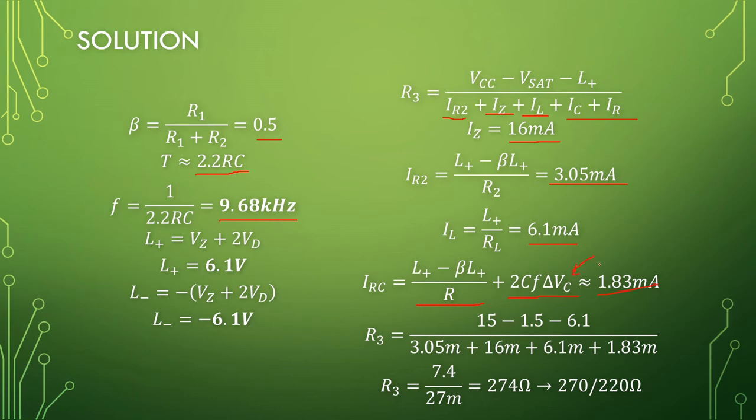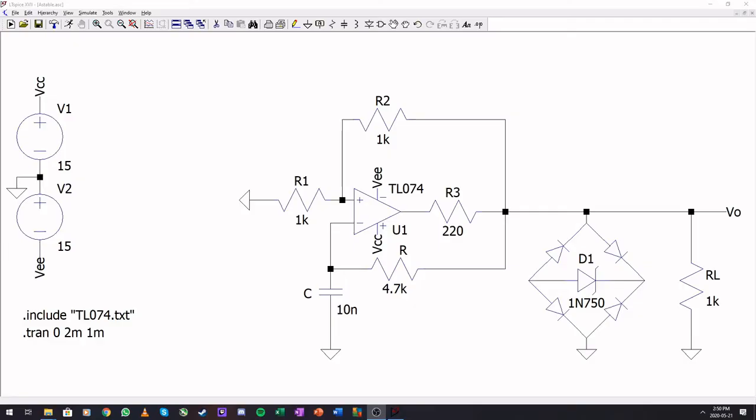This would be from when you did rectifiers. This equation will look kind of familiar for the current in a capacitor. So we can plug all of this into our resistor equation and it will yield 274 ohms. So you can pick a 270 ohm resistor. I would rather go with 220 to ensure that we can supply enough current to all the circuitry required. So let's jump over to our simulation.